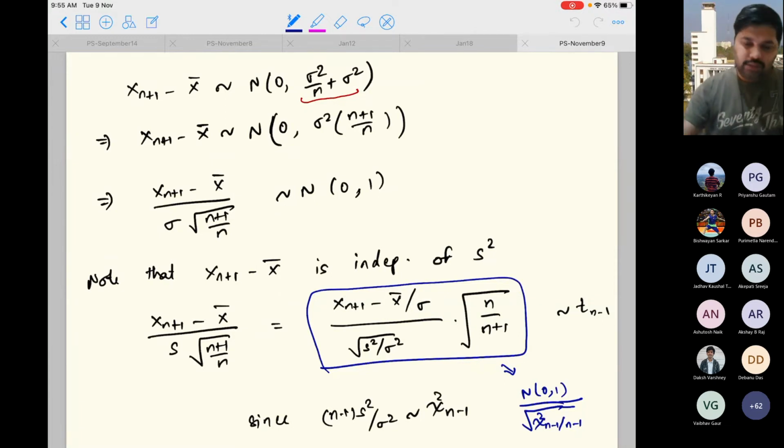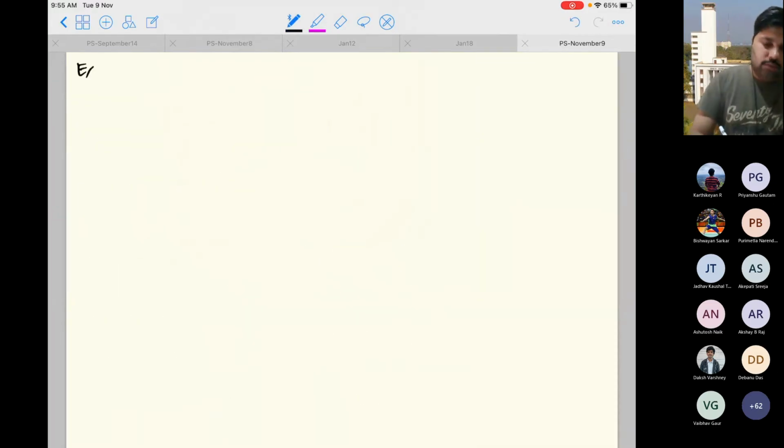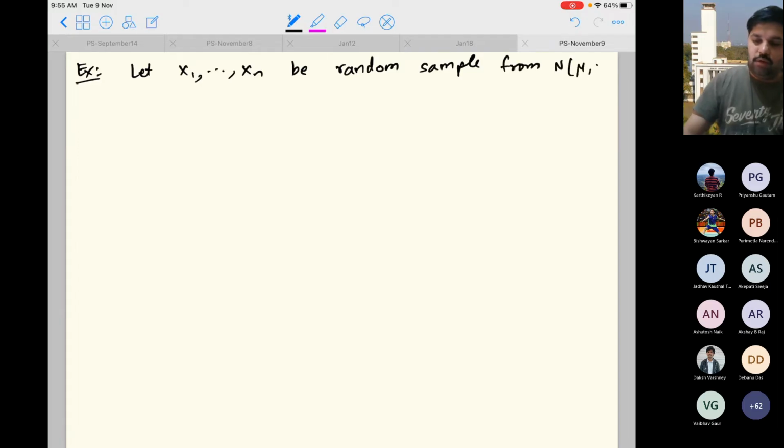Okay, so let me see if I can find another problem. Let x1, x2, up to xn be a random sample from normal mu, sigma square. So this is a random sample from normal mu, sigma square, and 1 is less than k less than n. So this is given for k, which is between 1 and n.